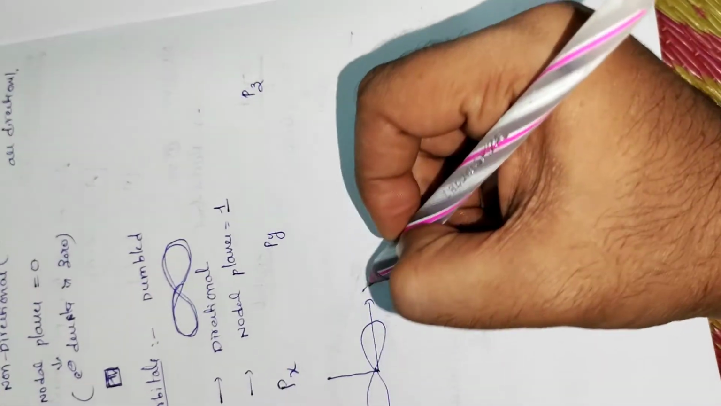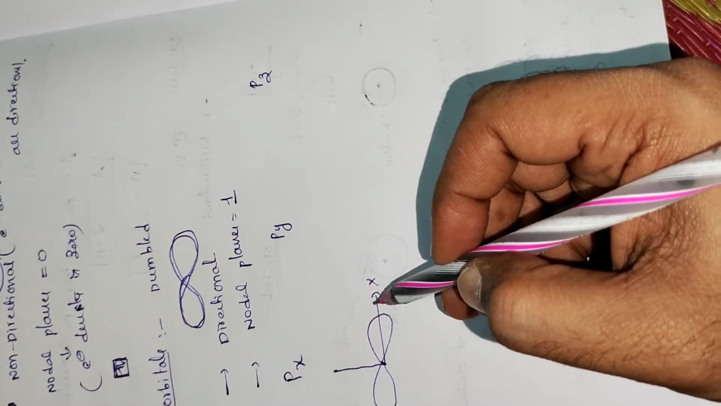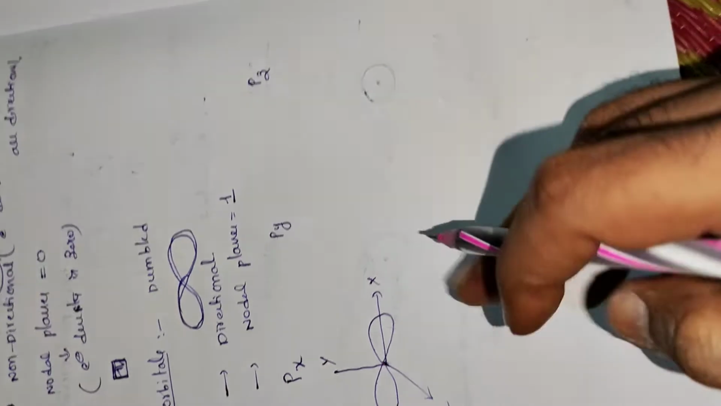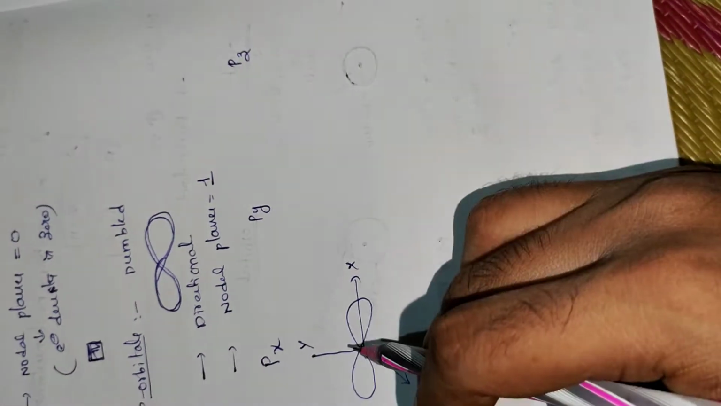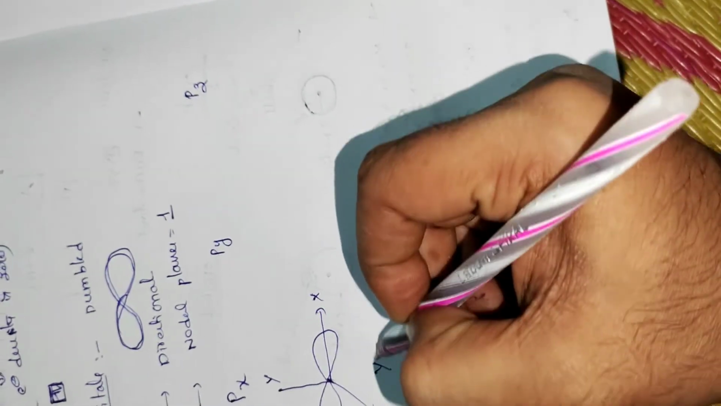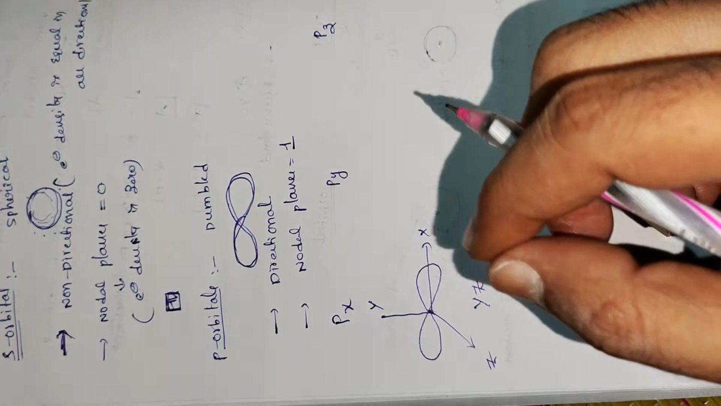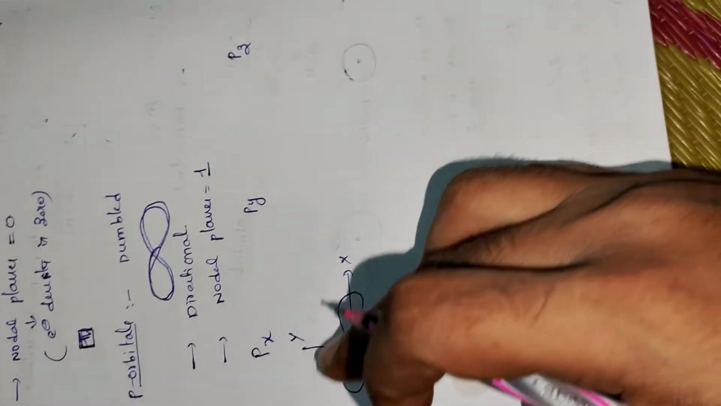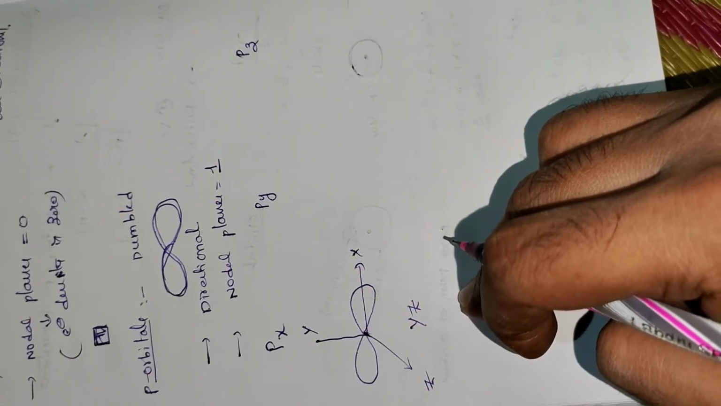In the px orbital, it looks like this. This is the x-axis. Electron density is present only on the x-axis. There is none on the y and z-axis, and none on the yz plane. That means the nodal plane is yz. Nodal plane means electron density is 0. In the yz plane there is no electron density, only on the x-axis. That means yz is the nodal plane.